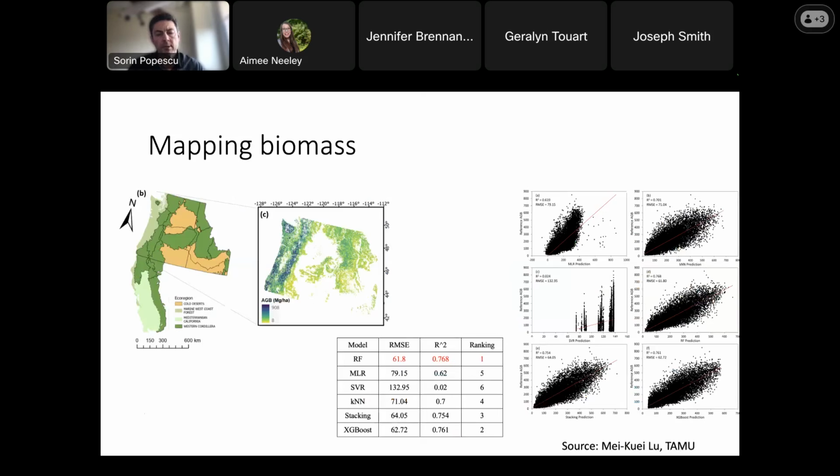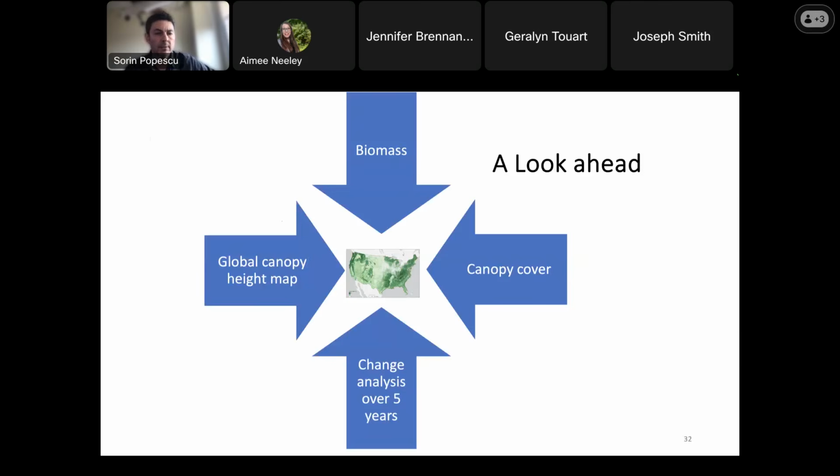We also have our own efforts for mapping biomass. This is a prototype before we apply it at continental scale, and we obtained some really encouraging R-square values. There's a manuscript in review right now, about 0.77 for mapping biomass in the Pacific Northwest when compared to FIA forest inventory and analysis data.